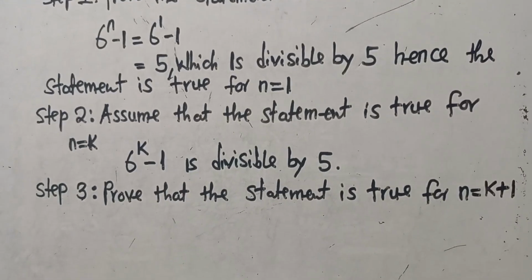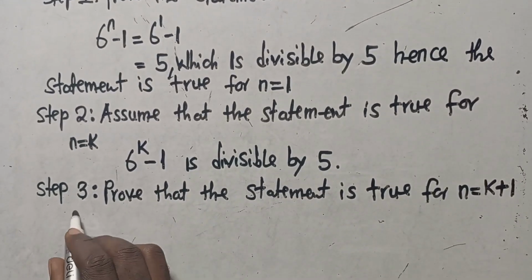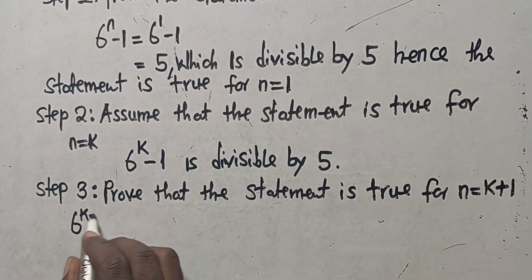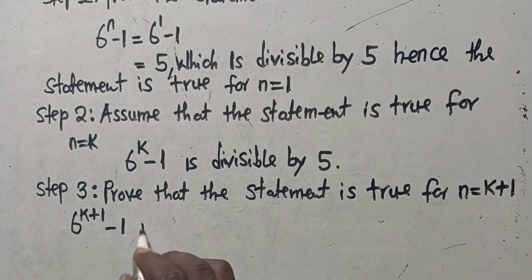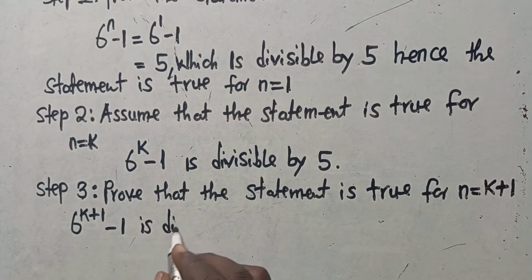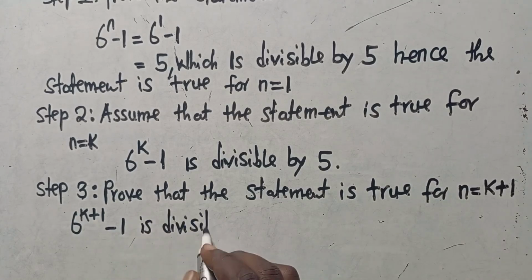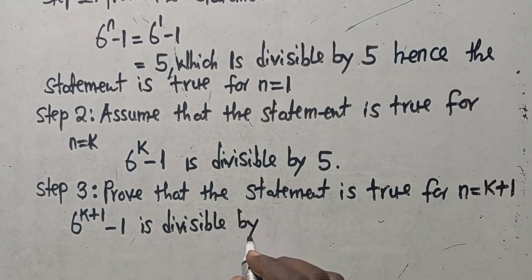So I'm going to have something like this. I'm going to have 6 to the power k plus 1 minus 1. I say is divisible by 5. This is what I'm doing.